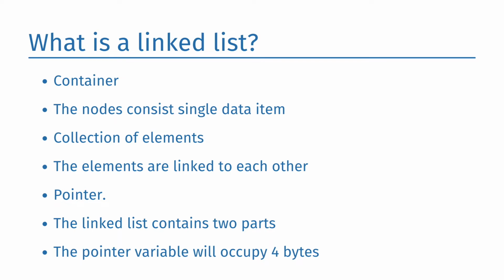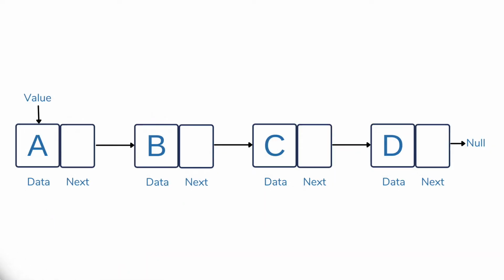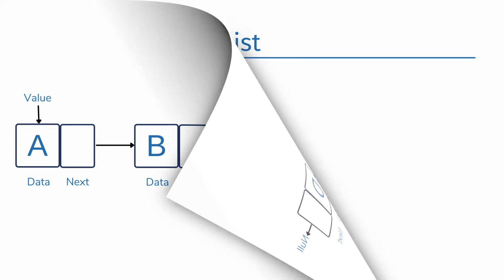The linked list contains two parts. First one is the data element and the other is the pointer. The pointer variable will occupy 4 bytes, which are pointing to the next element. Here is the example of linked list. We can observe that each node contains the data and the address of the next node. The last node of the linked list contains the null value in the address part.